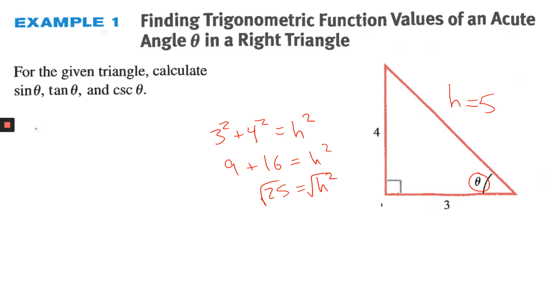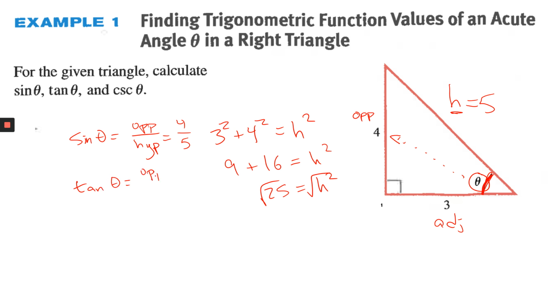And if we're at theta, remember that theta, if we draw our arc, will always touch the hypotenuse, which we have, and the adjacent. And then across from our angle, we will have our opposite side. Okay, so sine of theta is opposite over the hypotenuse. So the sine of theta is 4 over 5. What about tangent? Tan theta is opposite, TOA, over adjacent. So that's 4 over 3.